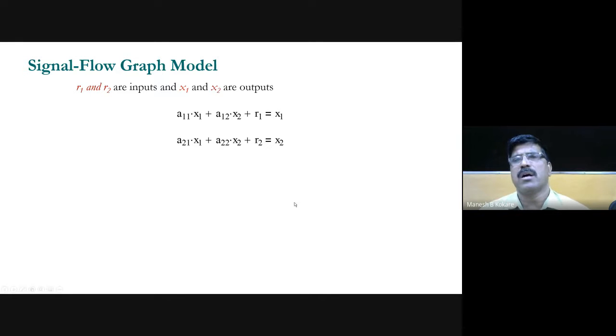So here, for example, you have this equation. R1 and R2 are basically inputs, and X1 and X2 are the outputs. You have been given the equation for X1, A11 X1 plus A12 X2 plus R1. So you have to draw the signal flow graph for this equation as well as this equation. These are the two entire equations of the given system. So can you draw this signal flow graph? Just quickly, can somebody draw and show me the output?